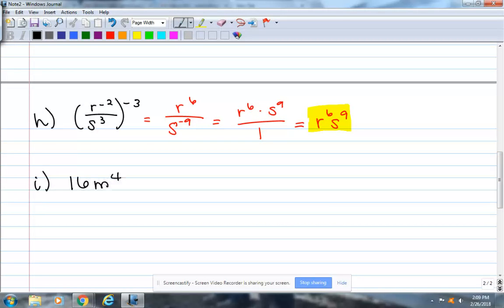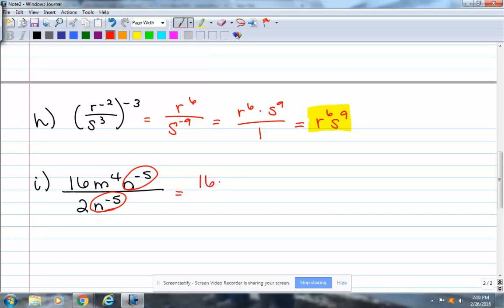16 m to the 4th n to the negative 5th over 2 n to the negative 5th. So the first thing we want to do on here is move our negative exponents. So this one's got a negative exponent and this one's got a negative exponent. So how do I make them positive? I've got to move them both to the other part of the fraction, right? Swap. So we're just going to swap them.